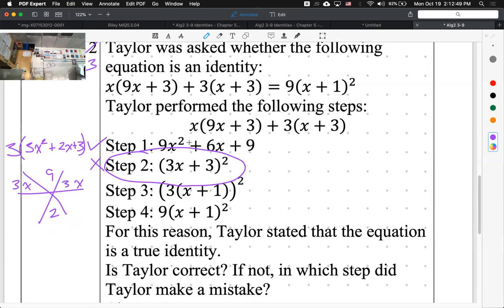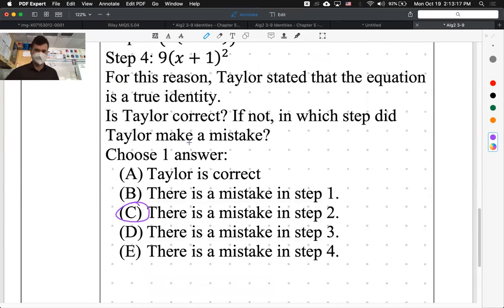Because 3 was still in the square, he had to square 3, which is 9. So 9 became the coefficient instead of 3 squared. He squared each of these terms. He squared the 3, 9. Squared the x plus 1 squared, and x plus 1 squared. So step 3 and step 4 are correct. I would have given Taylor a 3 out of 4. He or she only made 1 mistake. All right, and that concludes the notes. Correct answer, there is a mistake on step 2.